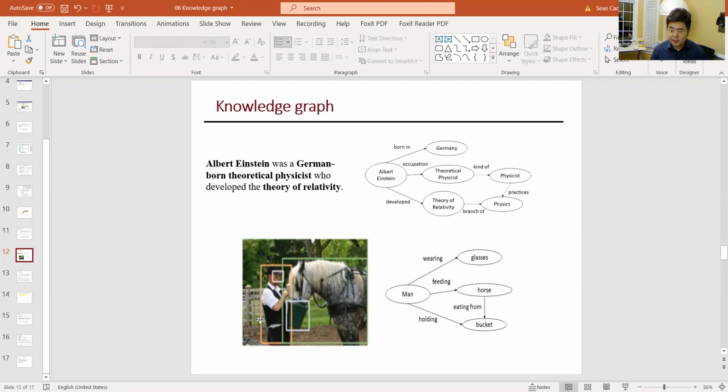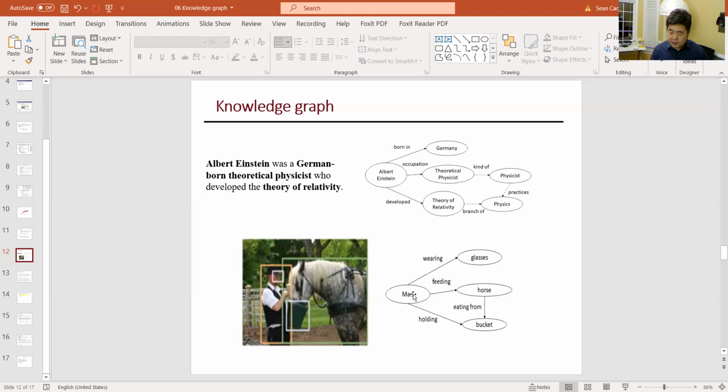So for example, if you want to predict what the man needs, if you understand the horse, it will help you understand the man's needs based on the horse. Because they have a relationship with feeding, you may predict the man may need to buy a bucket, because the man needs a bucket to feed the horse.